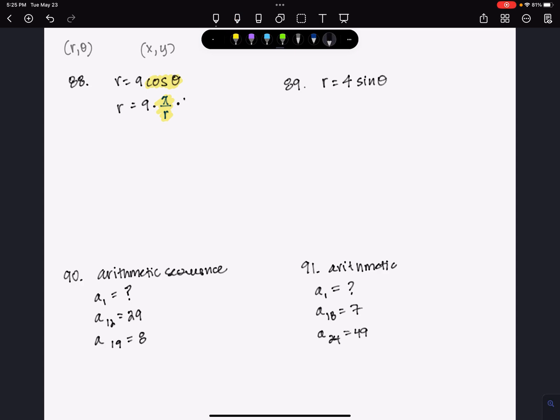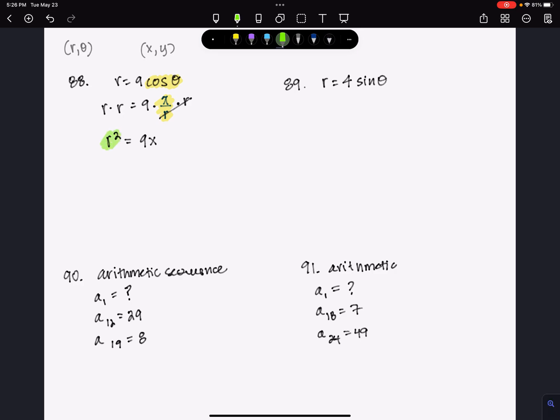I'm going to multiply both sides by r, and then I get r squared on the left-hand side equals 9x. So I'm one step closer to having x and y's. I got rid of the cosine of theta. Now I need to think about what r squared is equal to.